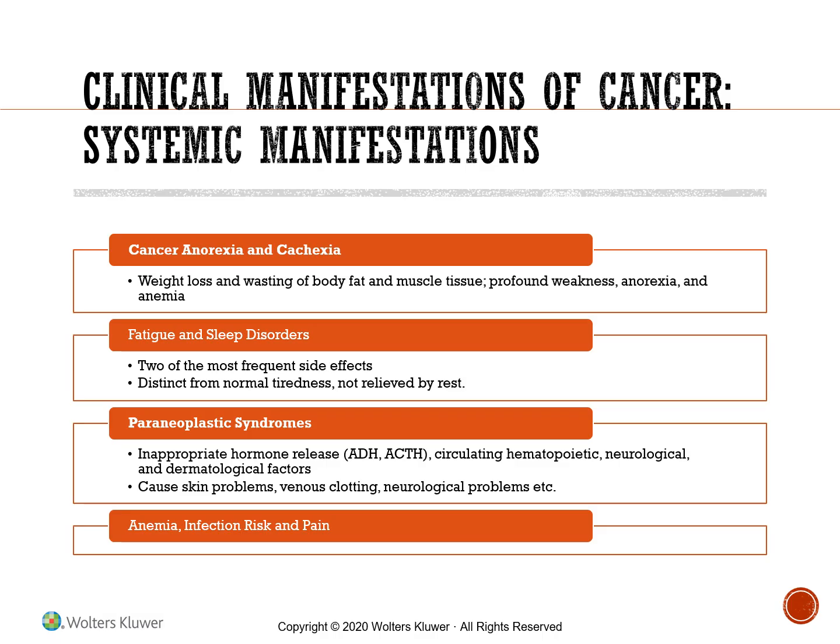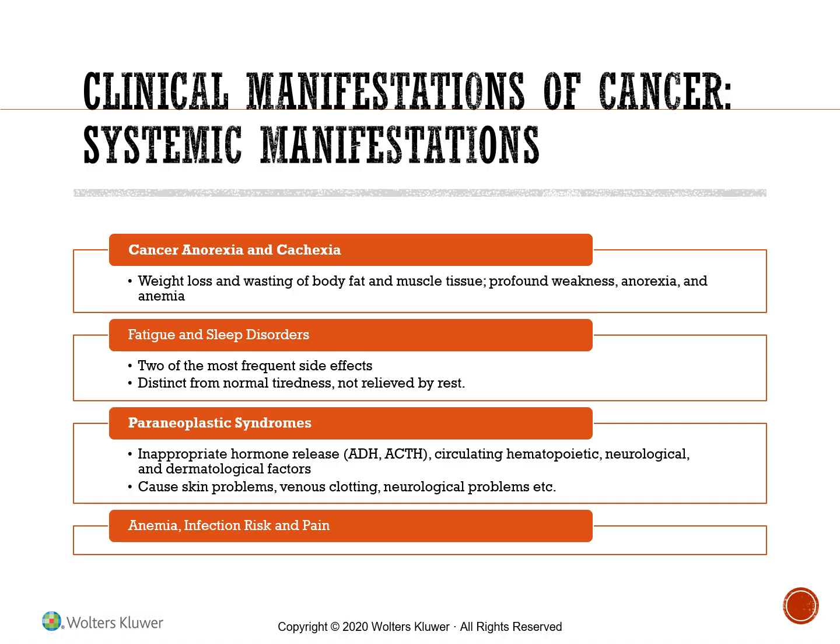So some of the systemic manifestations or some of the clinical manifestations we see system-wide with cancer are listed here. The first one is anorexia and cachexia. Cachexia is weight loss and wasting of body fat and muscle tissue. It often leads to profound weakness, further anorexia, which is significant loss of appetite, and anemia.